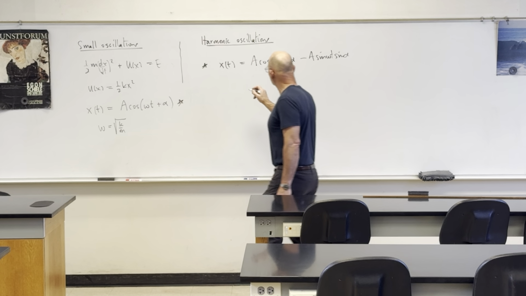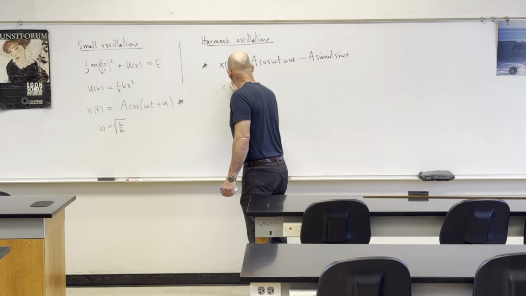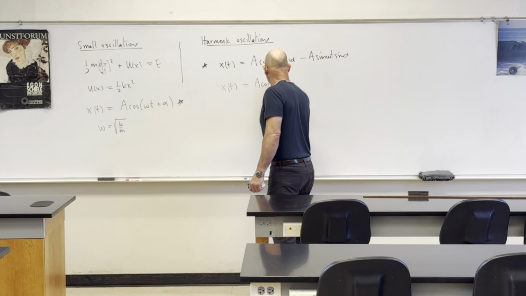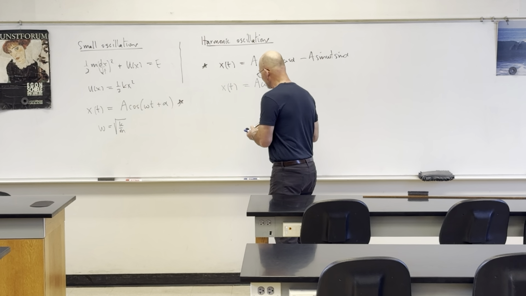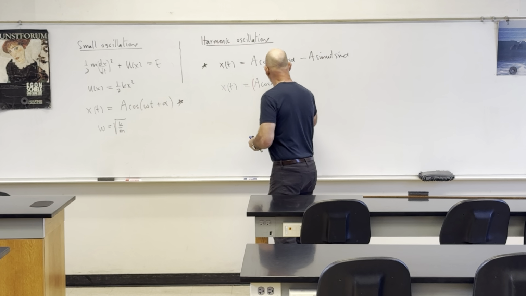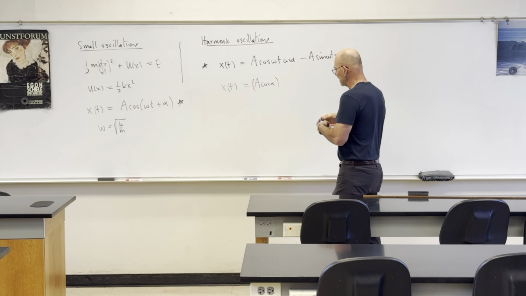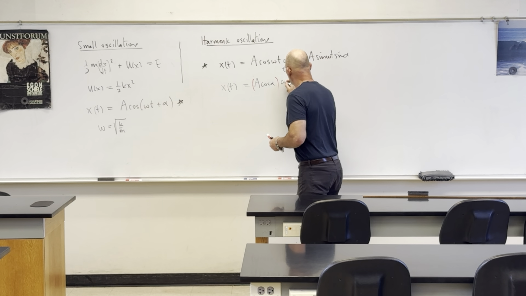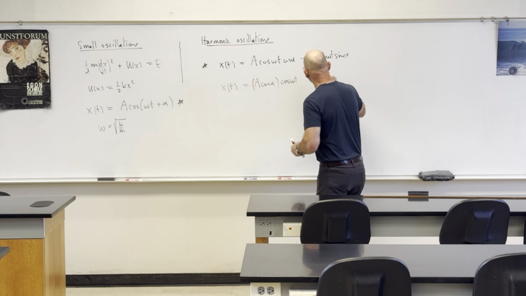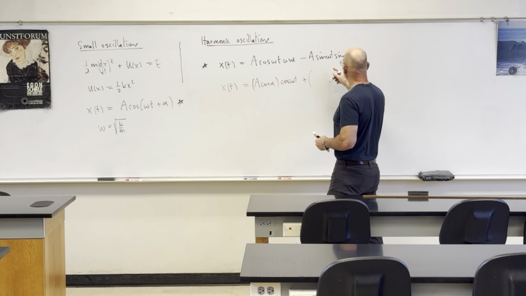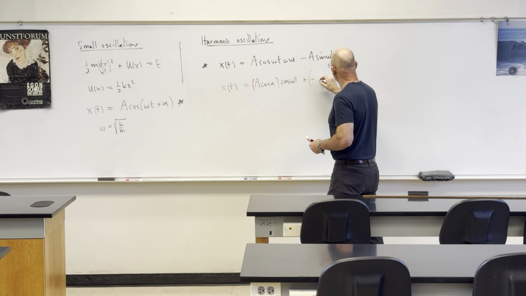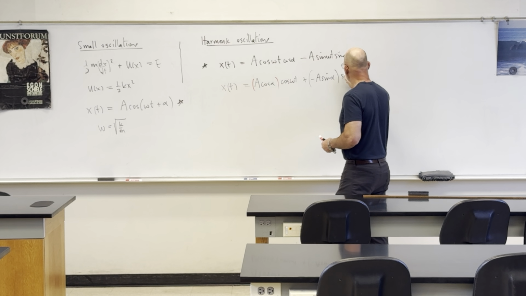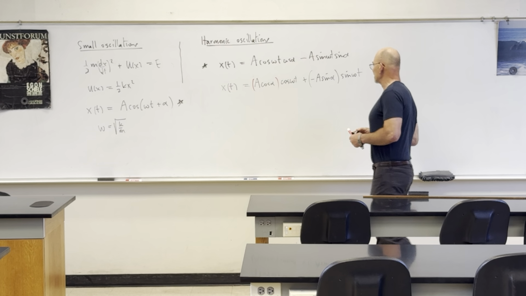So if we clean this up, we have a cos alpha, I'll put parentheses around this, times cos omega t, plus negative a sine alpha times sine omega t.